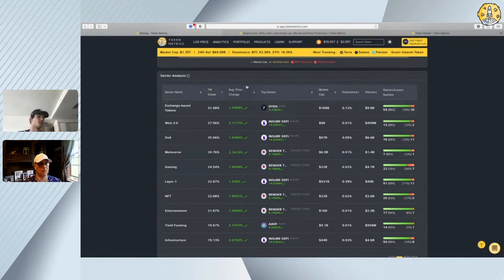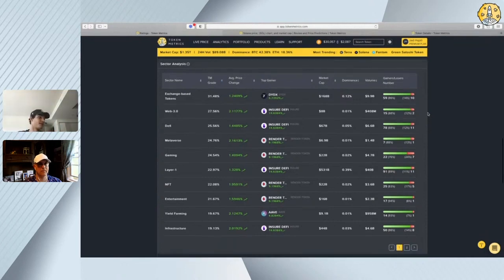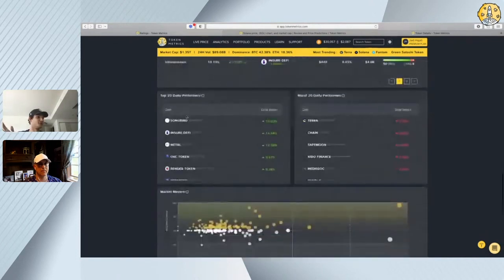We also see the average return of all the coins within that sector, which one is the best performer, the market cap of the sector, its dominance compared to the market, as well as trading volume and how many coins within that sector are up or down today. So this helps you understand which sectors are about to break out, which sectors are getting more volume, and so on. All right, and a few more features.